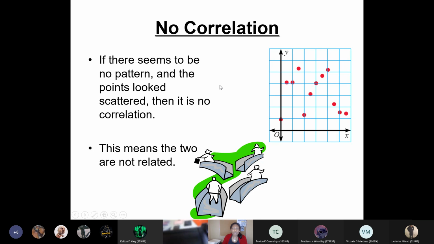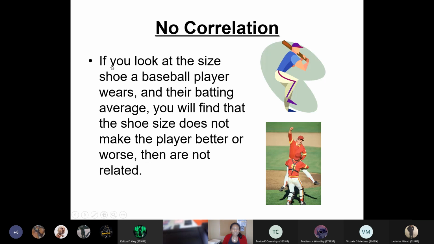Please remember that for our 10 ready and your assignment for today. Here's an example of what that would look like in a word problem. If you see the size of a baseball player's shoe and then their batting average, you will find that the shoe size does not make the player better or worse.